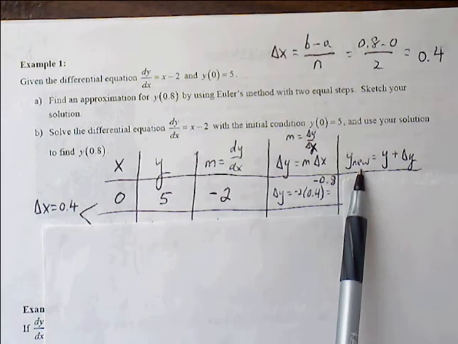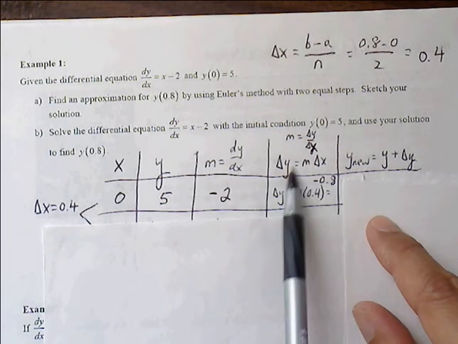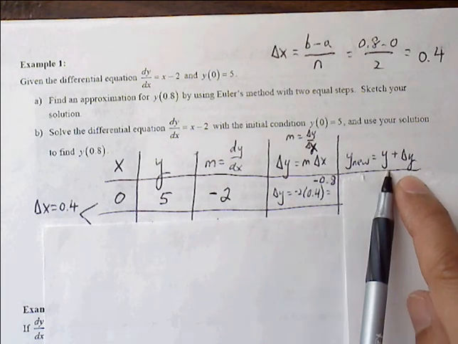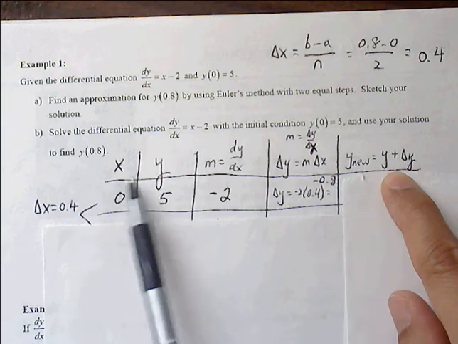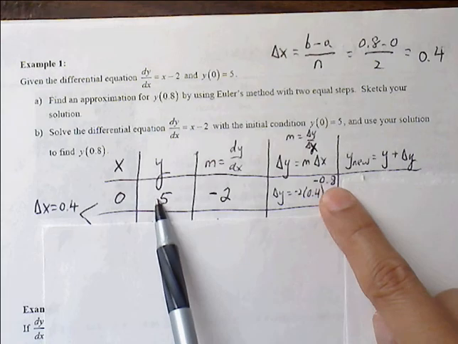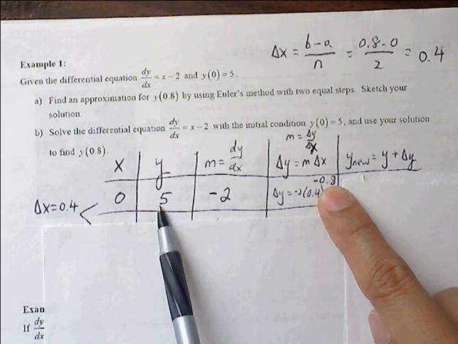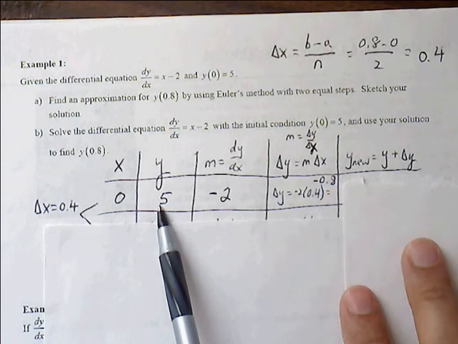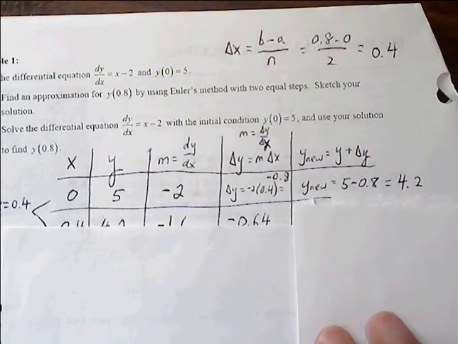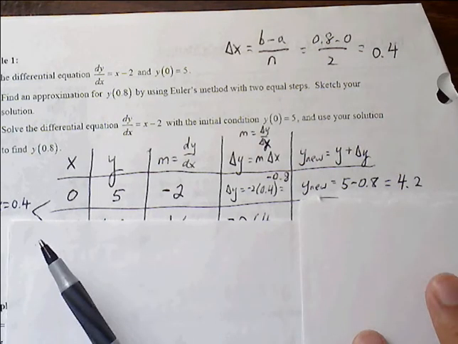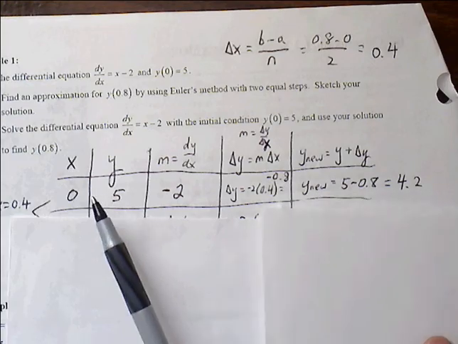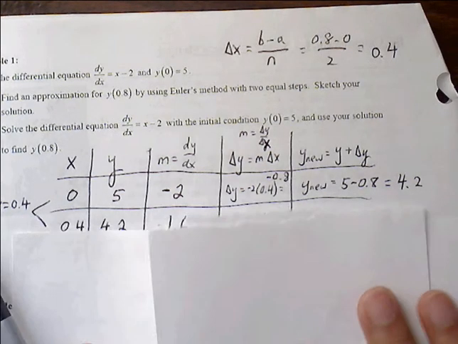So we're going to step in the direction of how they want us to move. So the new updated y value is simply the y value that we started with plus the change in y. So 5 minus 0.8, right? Y plus delta y will give us 5 minus 0.8, which is 4.2. Okay, so now we have our new y value. So we're going to go to our next line and continue filling in the spaces.